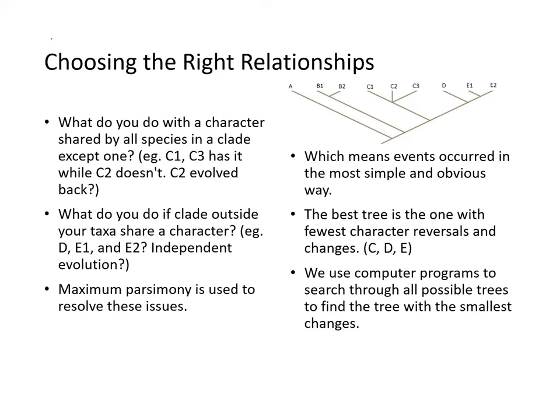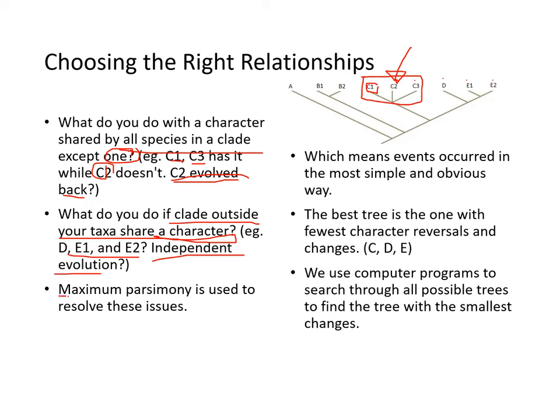So, choosing the right relationship. What do you do with a character shared by all species in a clade except one? For instance, here, C1, C2, C3 all have the same traits. They are a monophyletic group. But if C1 and C3 have some character but C2 doesn't, how do you explain that? Did C2 evolve backwards? And what do you do if a clade outside your taxa shares a character? For instance, if D, E1, and E2 also share the character seen in C1 and C3, is that an independent evolution?